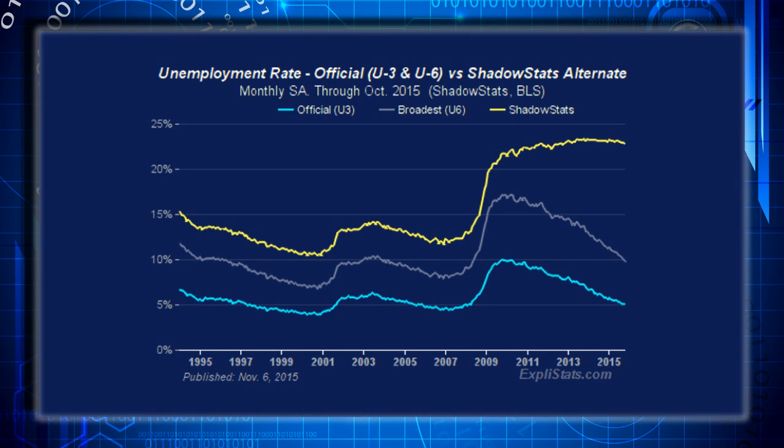The broadest one they have is U6, which includes the people who've been discouraged for a year, plus people who are working part-time for economic reasons, meaning they can't get a full-time job, and that's where you get 10% versus 5%. The U6 is at 10. The headline number's at 5. But after a year, they no longer count you as discouraged. Well, back before 1994, there was no time limit on being discouraged, and there was a little broader definition as to what a discouraged worker was.